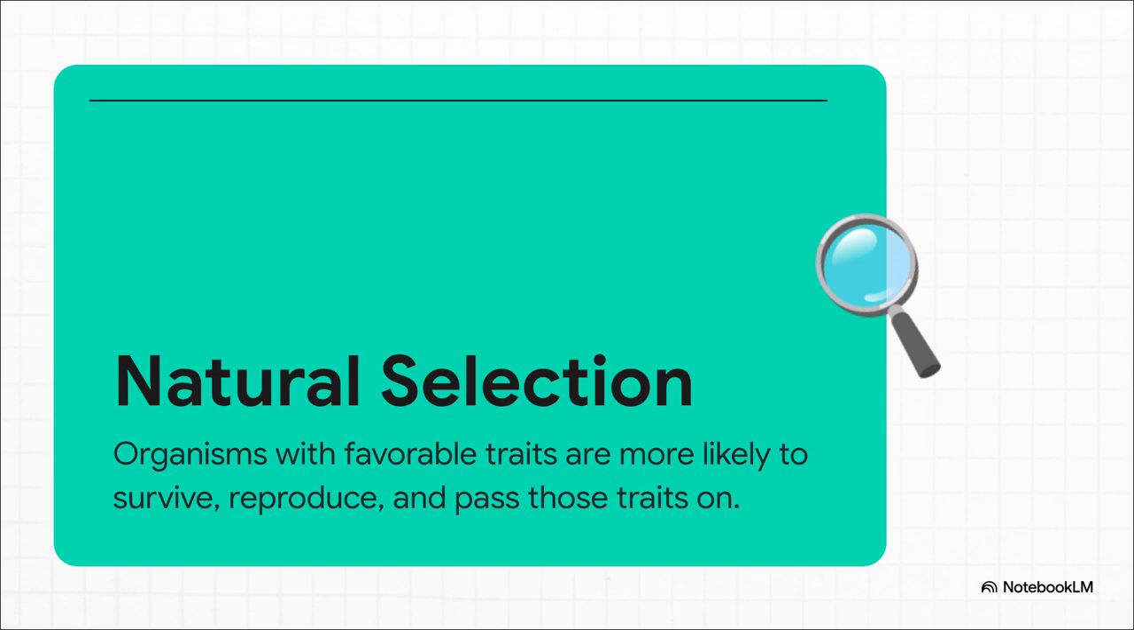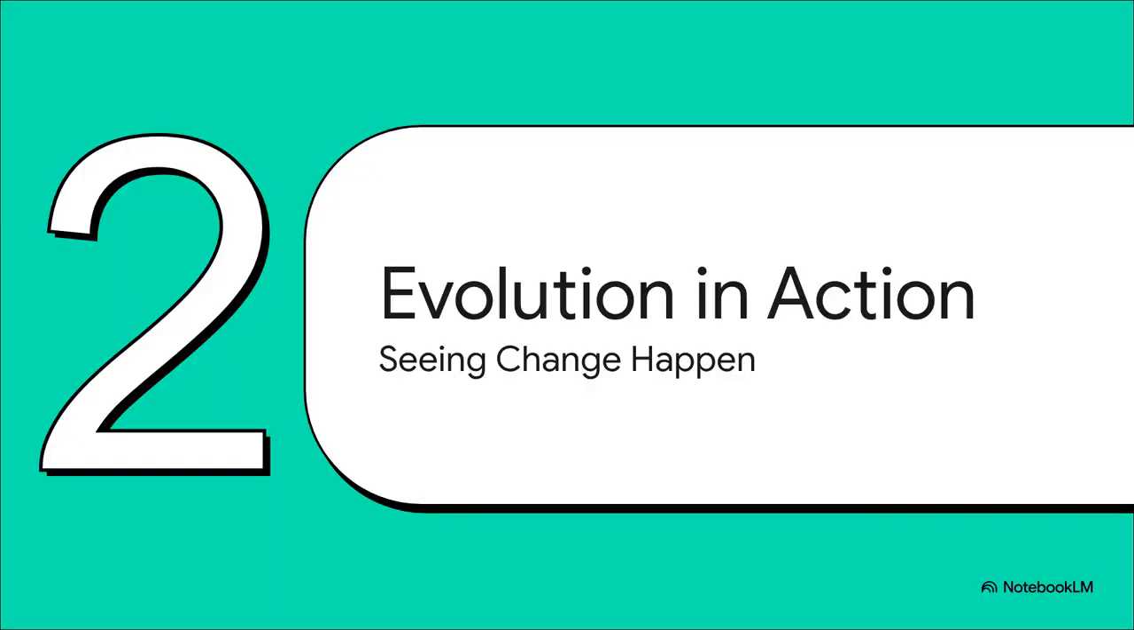Now, when you mix those three ingredients together, you get the big one, natural selection. All it means is that the individuals who just happen to have the right traits to win that struggle for survival are more likely to live long enough to have kids and pass on those winning traits. The key thing to remember is that the environment does the selecting. It's not about being the strongest, it's about being the best fit. Okay, so we've got our recipe for natural selection. Now let's put it to work and see how it explains our antibiotic problem from the beginning.